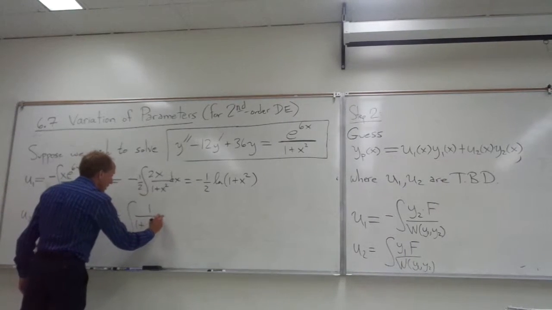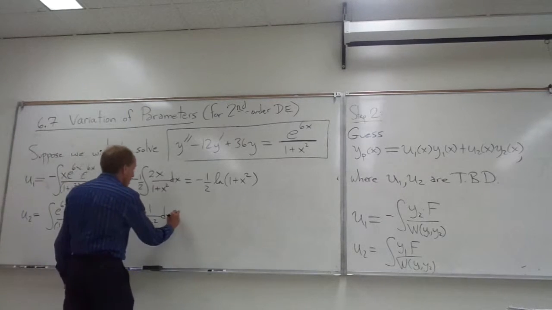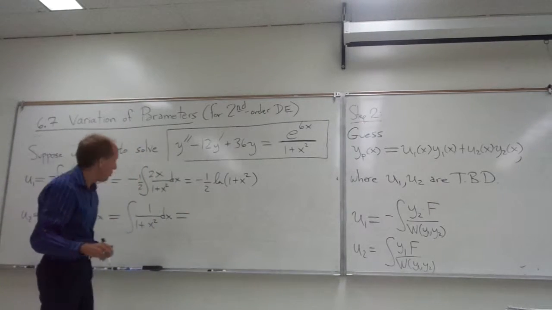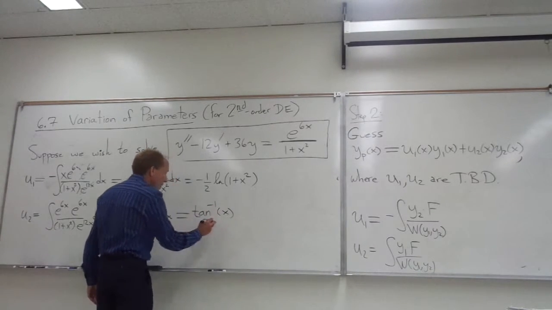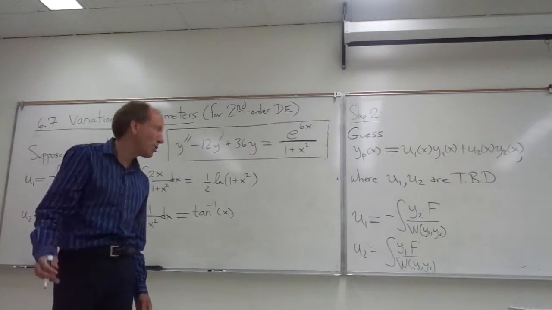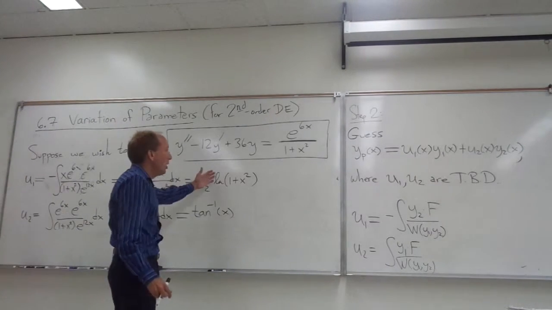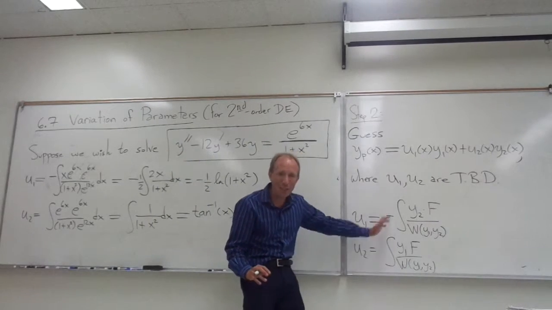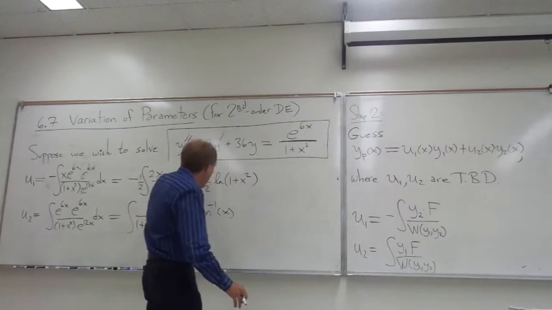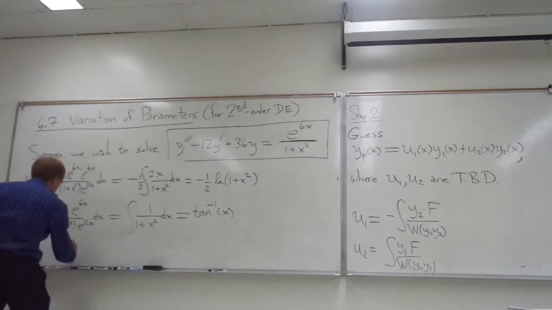I end up just getting 1 over 1 plus x squared. And that might have some bells going off for you because that's a pretty familiar integral. The antiderivative is just the arctangent or inverse tangent of x. Okay? So we have our u1 and our u2. Assuming you believe me that these are the right formulas for u1 and u2, we've found them. And so now I can write down my particular solution. So I'm going to do it right here.